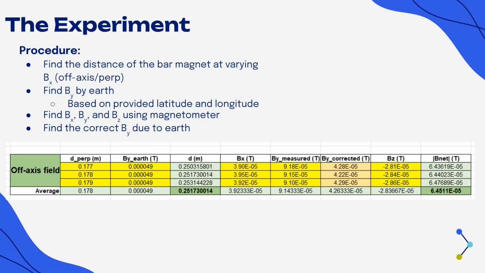Finally, we found the distance of the bar magnet at varying magnetic fields again, but this time it was off axis, or perpendicular. Then we found the magnetic field of the Earth based on the provided latitude and longitude, and then we found Bx, By, and Bz using the magnetometer, and corrected By due to Earth.